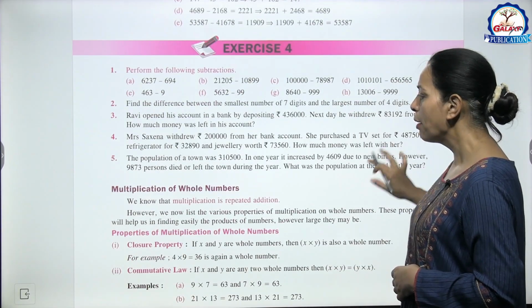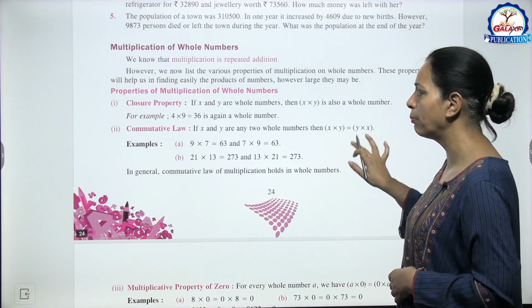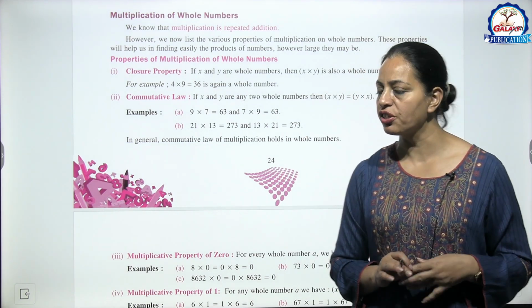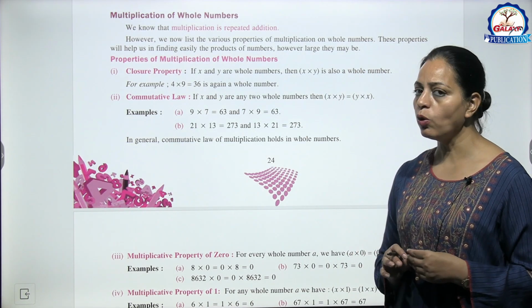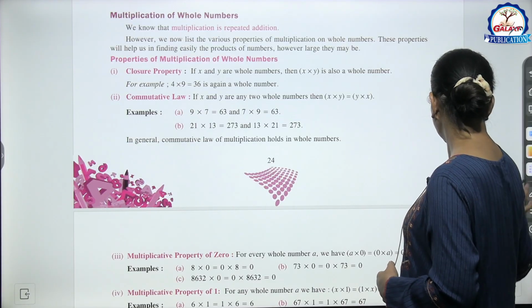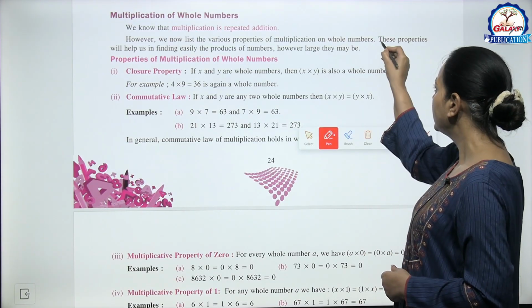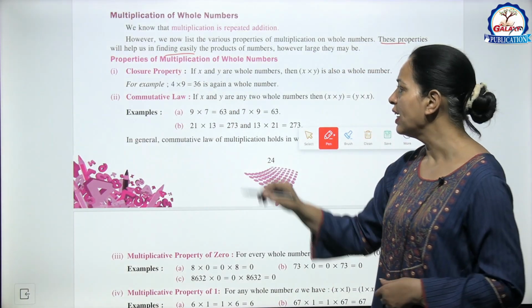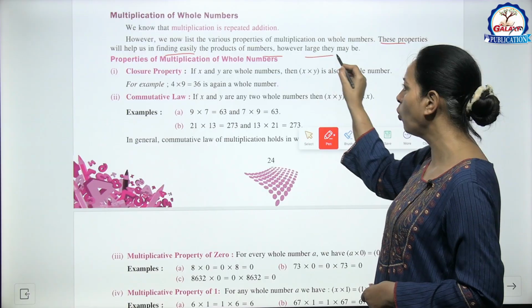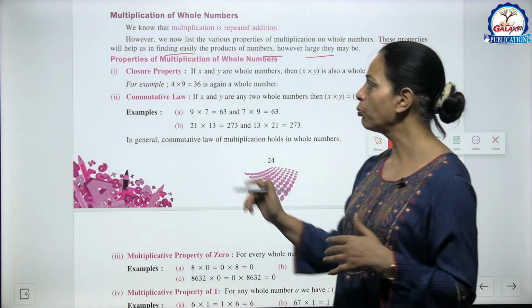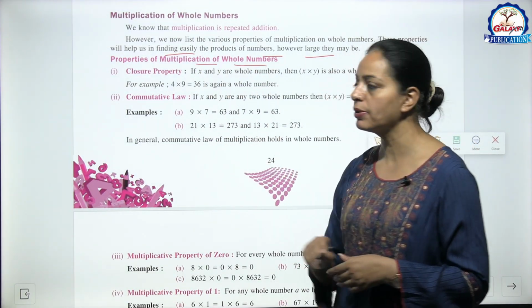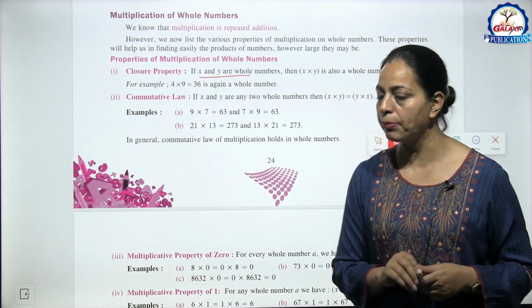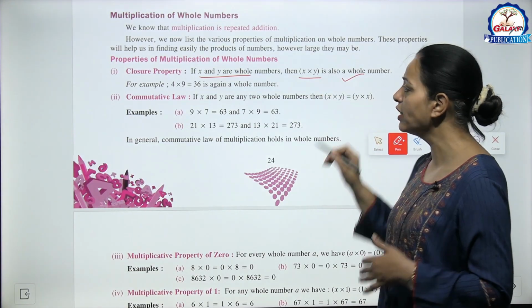Now come to next, multiplication of whole numbers. We know that multiplication is repeated addition. However, we now list the various properties of multiplication on whole numbers. These properties will help us in finding easily the products of numbers, however large. Now, properties of multiplication of whole numbers. The first one is closure property. If x and y are whole numbers, then x into y is always a whole number.